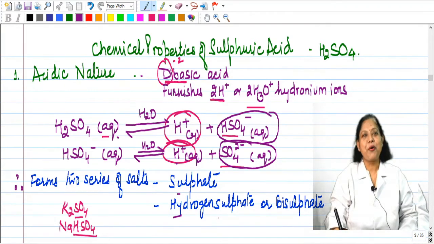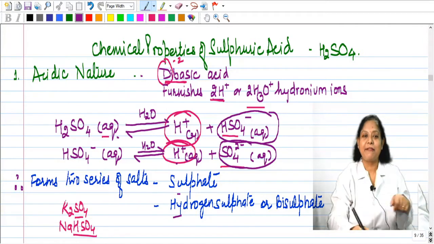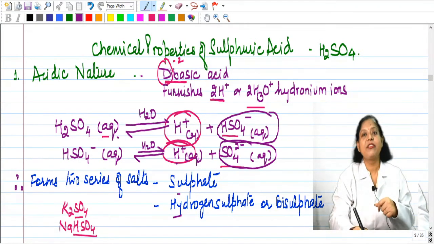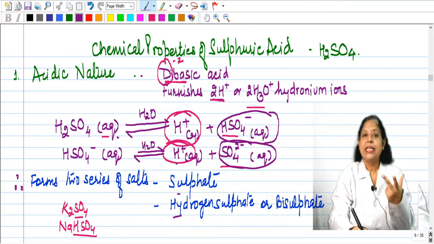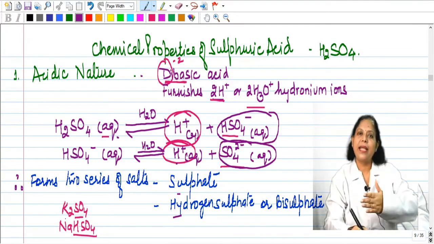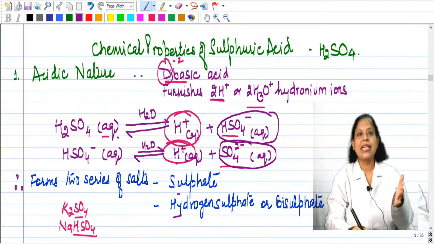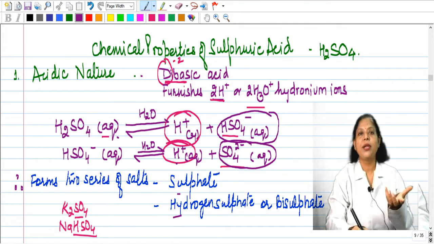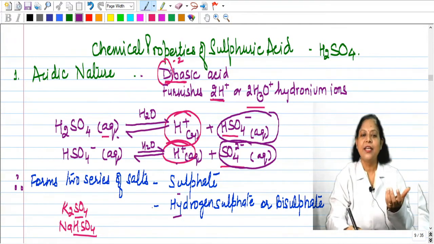Hello students, we are going to take up the chemical properties of sulfuric acid. Sulfuric acid, children, is a dibasic acid. Dibasic acid means it forms two series of salt, hydrogen sulfate and sulfate. That means it has got two hydrogen ions. It replaces one by one. So when it is hydrogen sulfate, that salt formed is known as acidic salt.